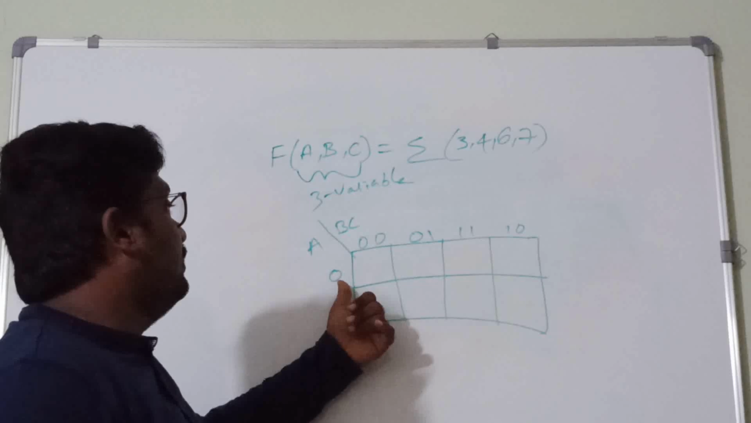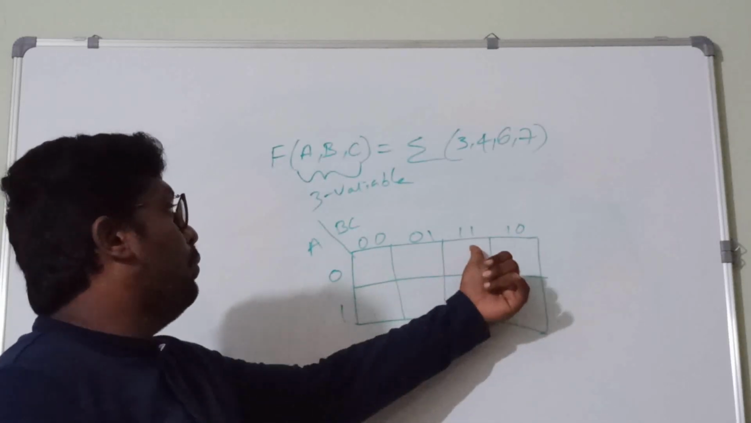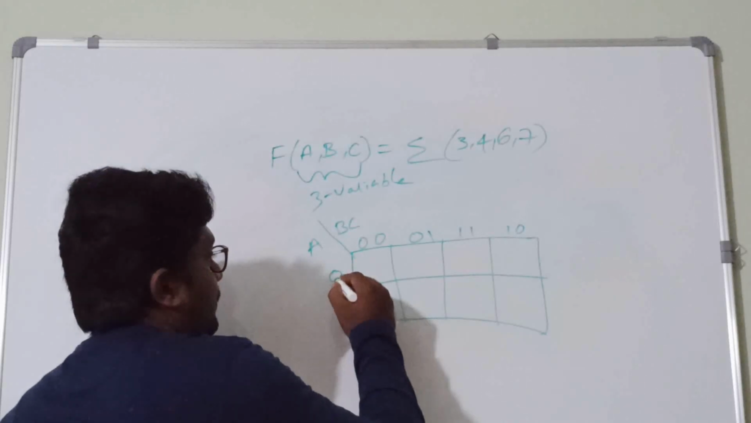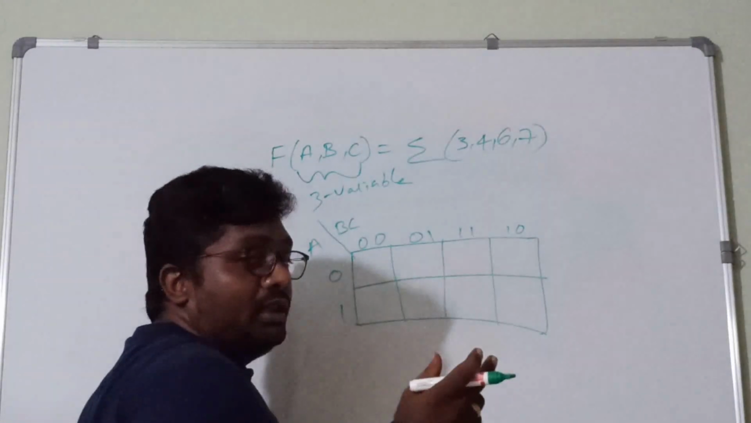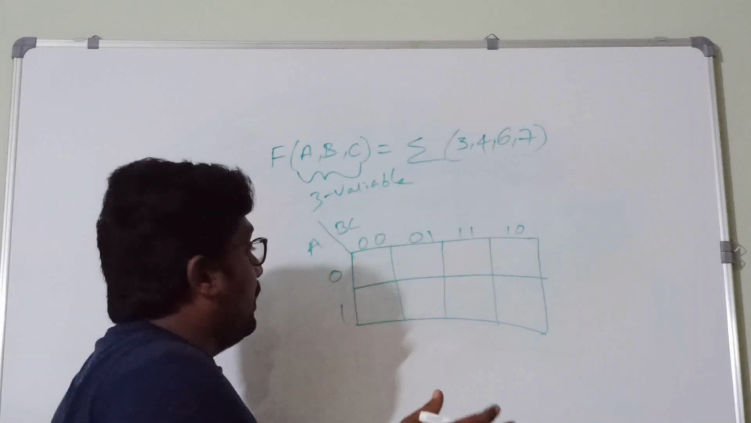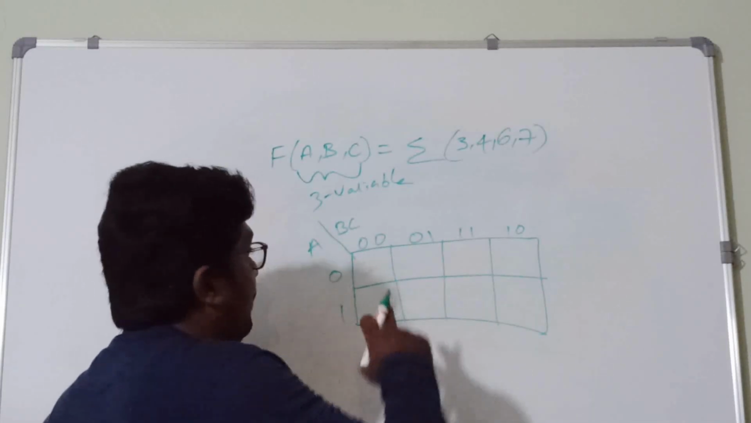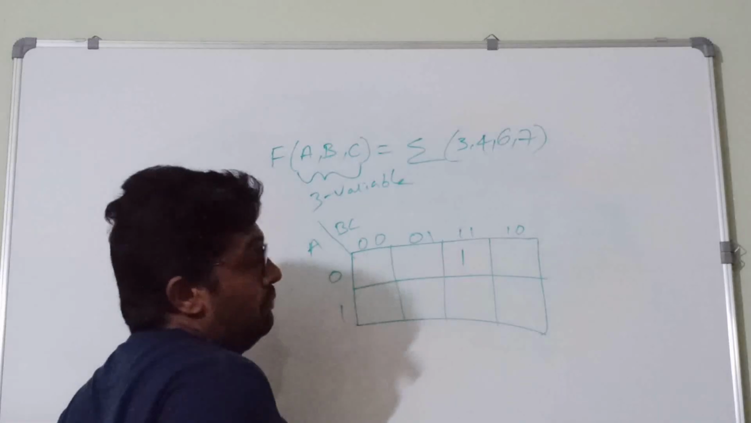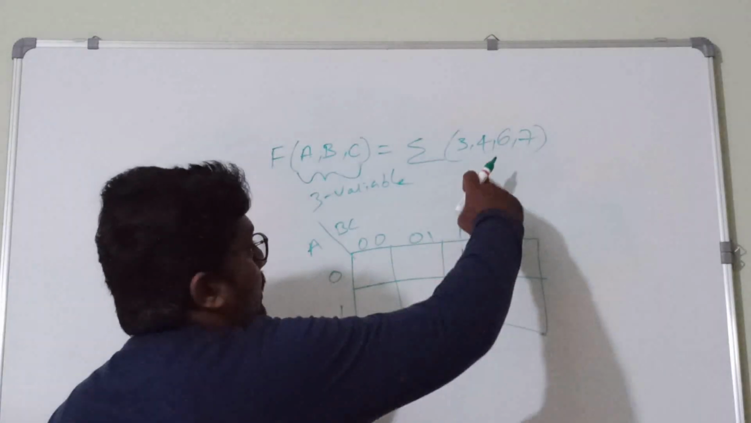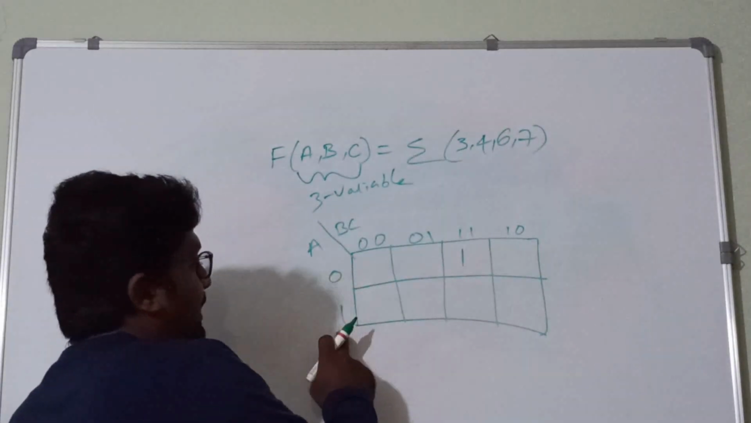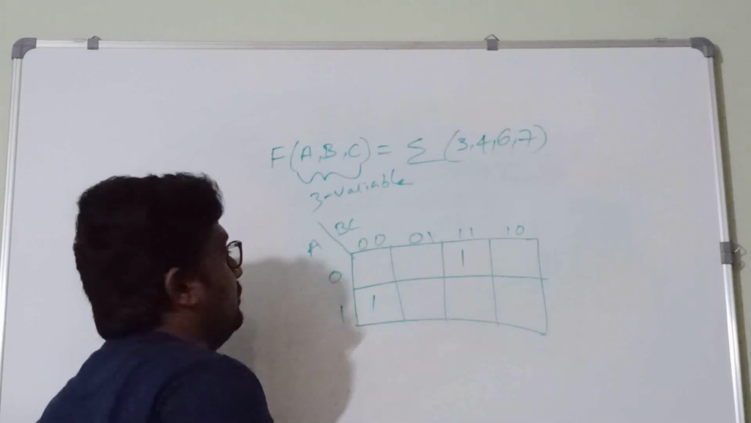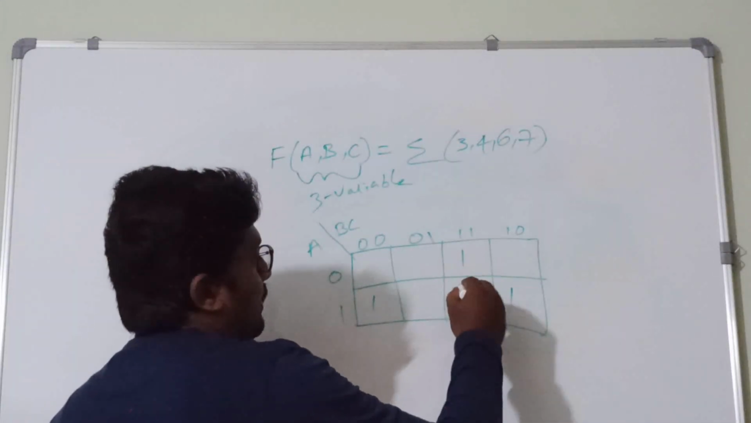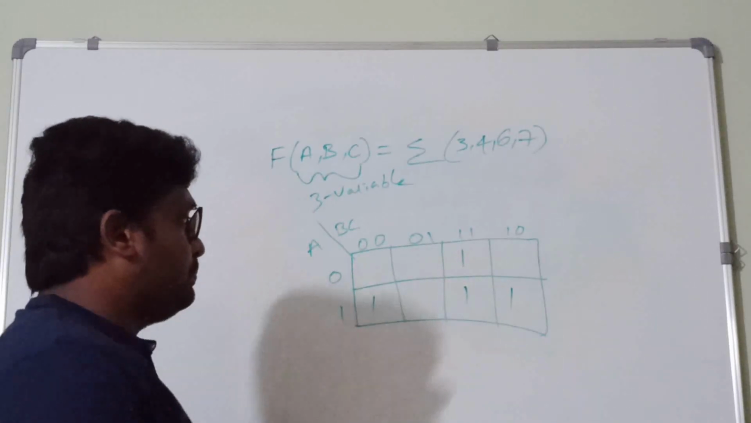So the value 3 will be 0 1 1. By getting the truth table, for 3 we will be having 0 1 1. So this is the minterm. So I am placing 1 here. The next one is 4. 4 means 1 0 0. This is the minterm. Next one is 6. This is the minterm, and next one is 7.